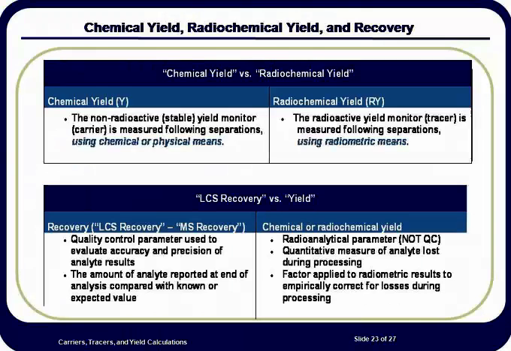Recovery is how much of the radionuclide under investigation originally added in the LCS or MS was determined or recovered at the end of the analysis. Thus, the main difference between yield and recovery is that yield is determined based on a stable carrier or a tracer, and recovery is based upon the amount of radionuclide of interest recovered after it was intentionally added to a sample.